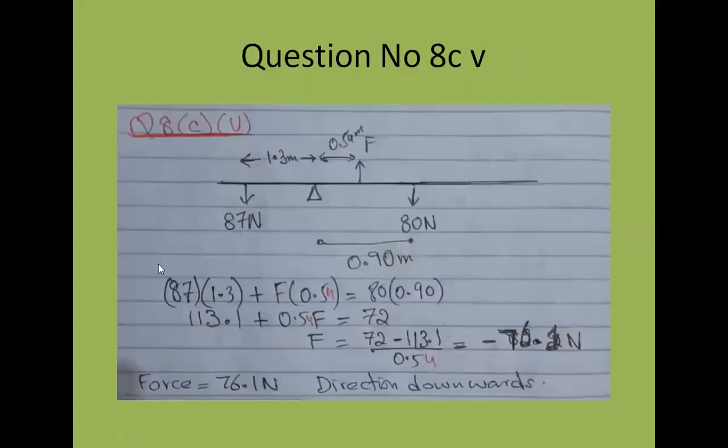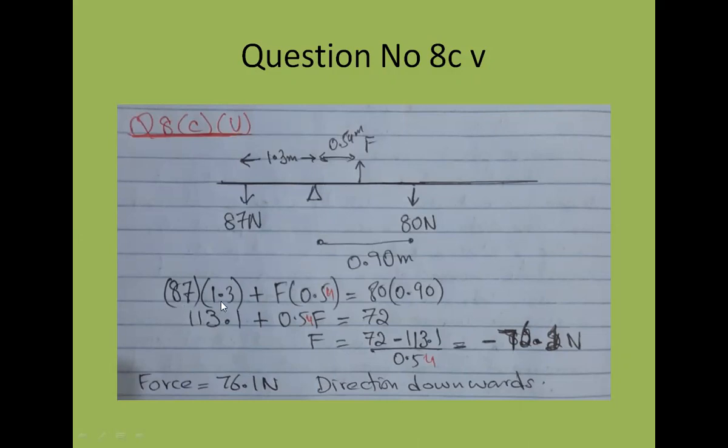So you can see I have simplified that diagram here. That bucket is acting, whose weight is 87 newtons, and its moment arm is 1.3 meter. Here, suppose that the force acting by the hand of the labor is in the upward direction, and its distance from the pivot is 0.54 meter. Here, the weight of the ladder is acting, which is 18 newton, and its distance from the pivot is 0.90 meter. So this is trying to produce an anti-clockwise turning effect. This is trying to produce an anti-clockwise turning effect. But this force here is trying to produce a clockwise turning effect.